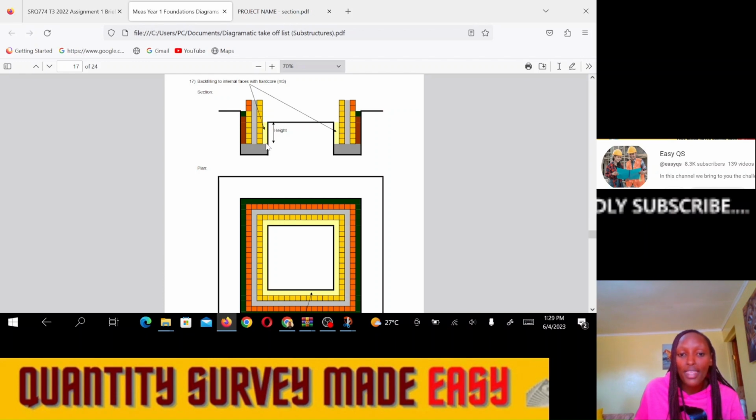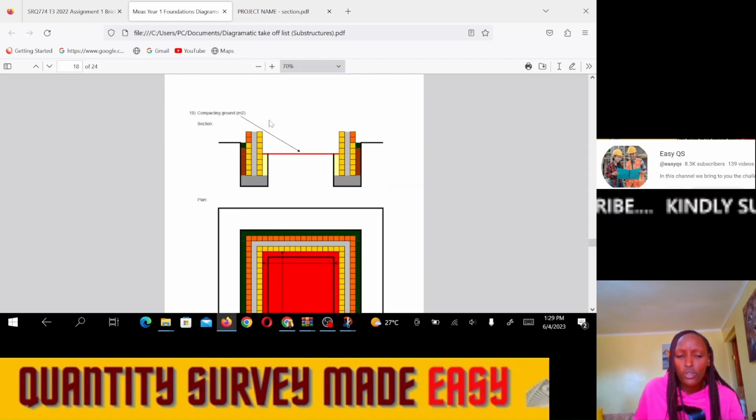Then we shall multiply by the thickness of this spread on the inside, so that you can get the volume of the hardcore. Remember, volume is length times width times height. The length is the center line. All right, then the width is the thickness of the trench here, then the height.